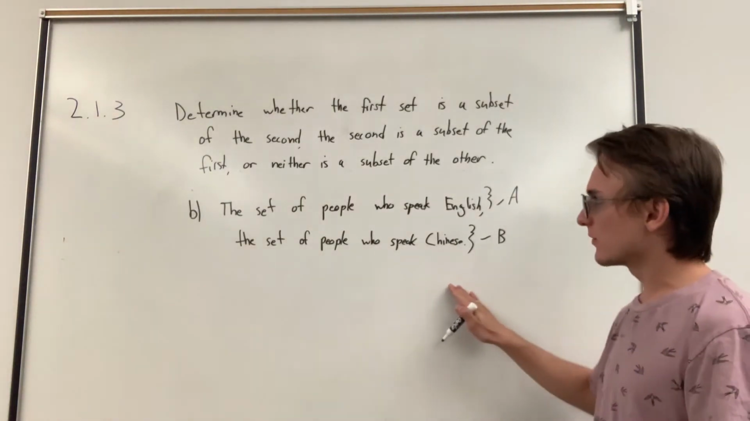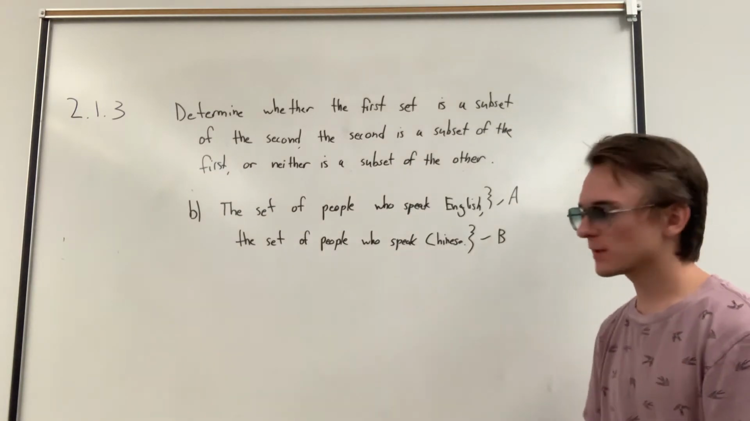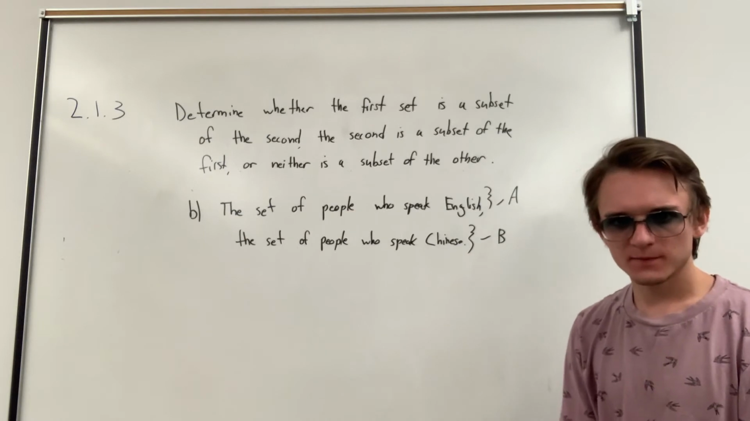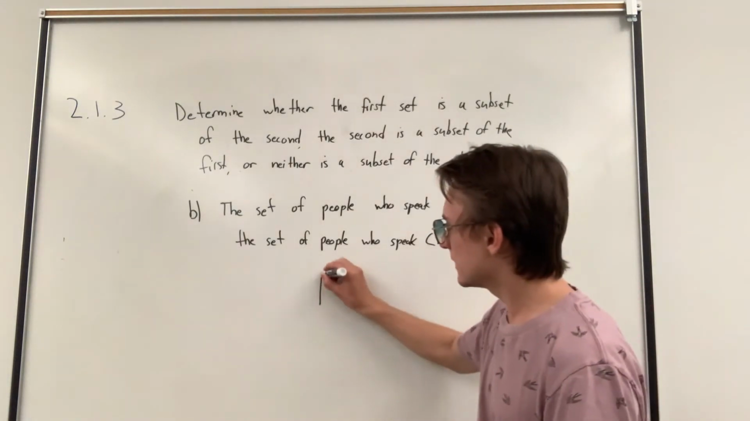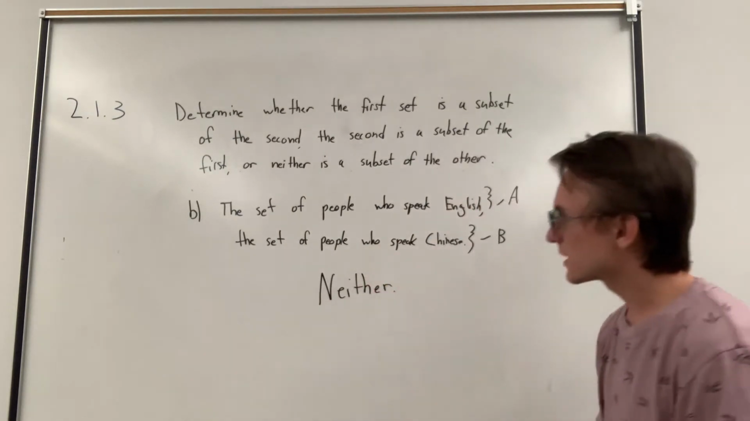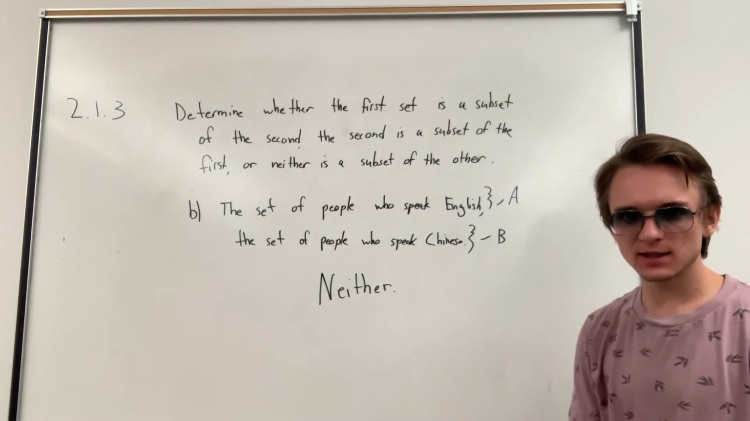Here we have the set of people who speak English, let's say this is A, and the set of people who speak Chinese, which is B. Is one a subset of the other? No. We would say neither is a subset of the other, because the set of people who speak English is totally different from the set of people who speak Chinese.